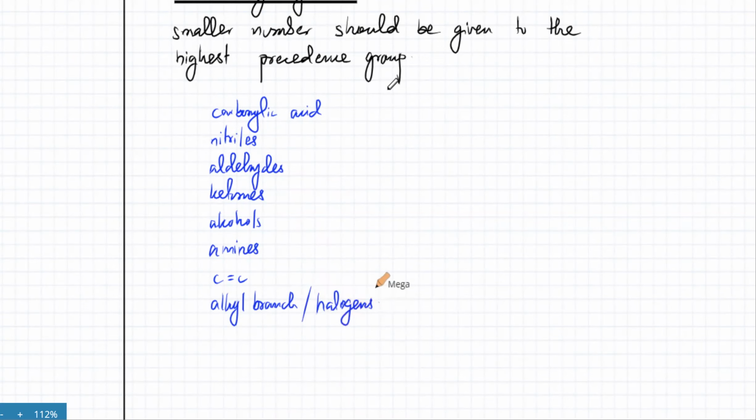Anyways, that's just a rough precedence order, because we're not interested in the complete one, as there are lots of functional groups that we're not going to study.